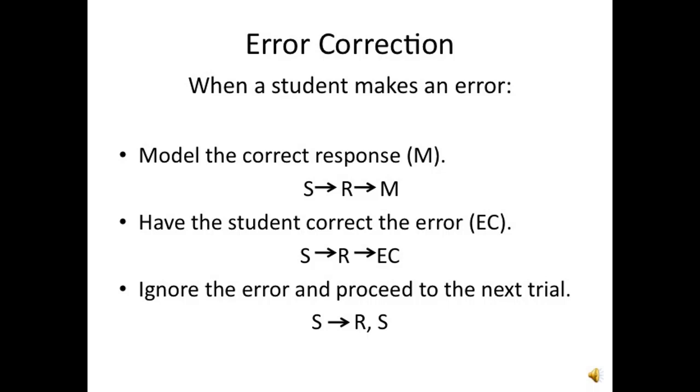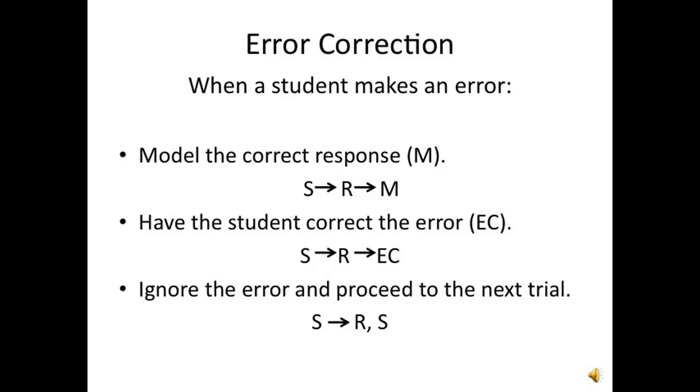So in the earlier example, when the teacher provides the stimulus, "When did Columbus discover America?" if the student provided the wrong response, the teacher would model the correct response. "Columbus discovered America in 1492." The second way to correct an error would be to ask the student to correct the error. So when the stimulus is presented, "When did Columbus discover America?" and the incorrect response occurs, the teacher would say the correct answer.